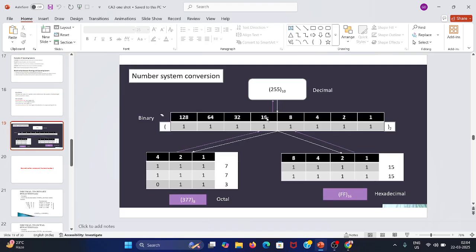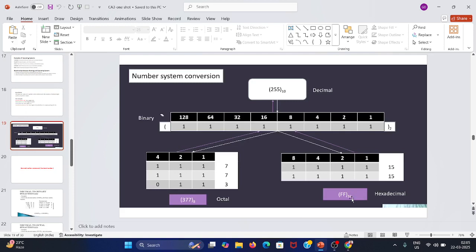Similarly, if you reverse it, let's say the number is given in that format, FF base 16. At first, what will you do? At first you will make that box. As you know, in the case of a given hexadecimal format, the base is 16, so I have to make 4 boxes.